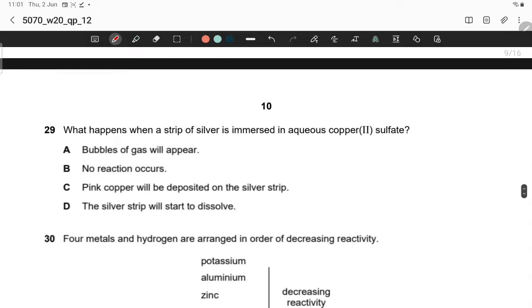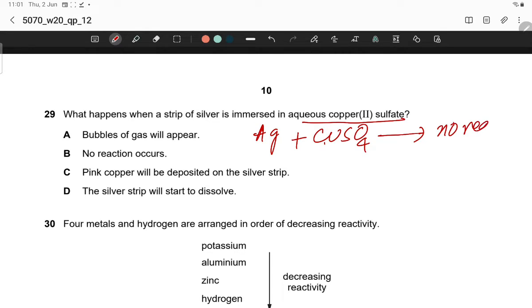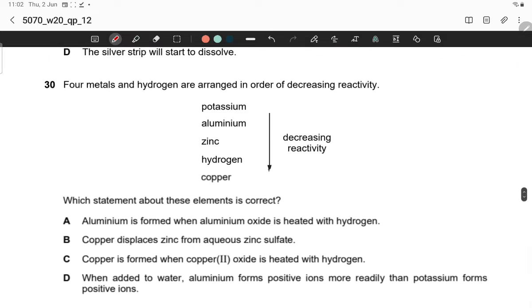D is correct. What happens when a strip of silver is immersed in aqueous copper(II) sulfate? Silver is immersed, no reaction occurs. Silver is less reactive than copper, so it cannot displace copper from its solution, so no reaction. B is correct.